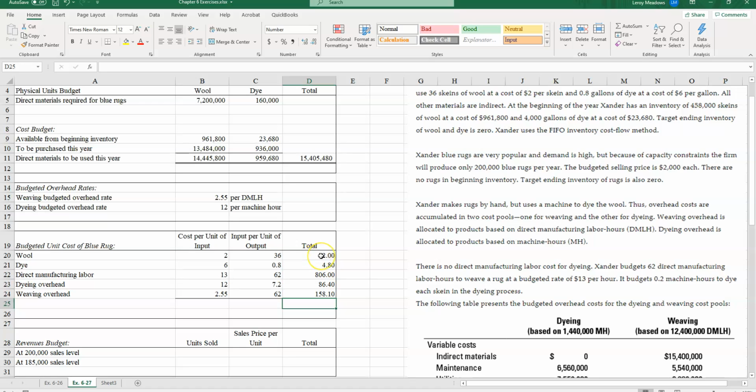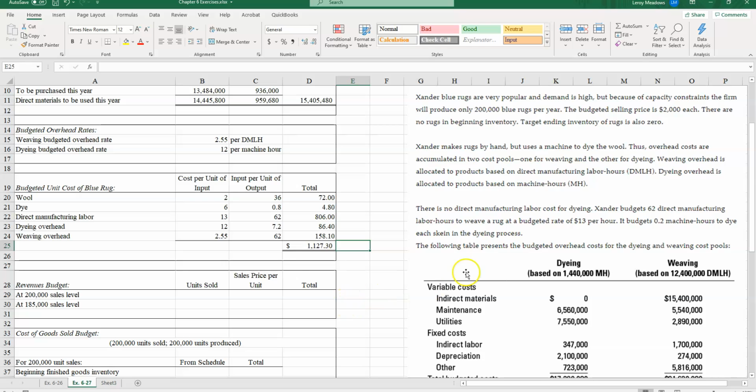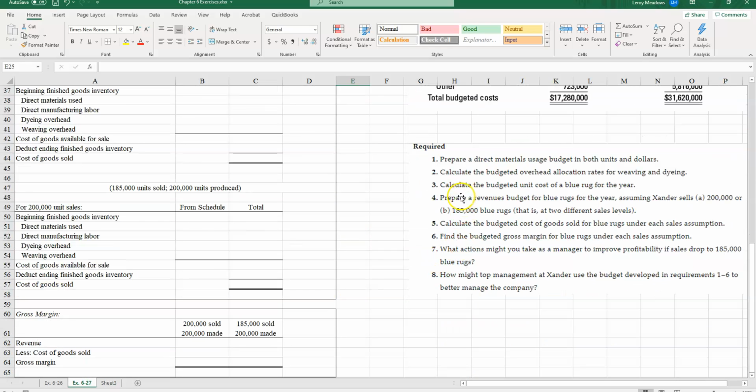So now I've computed all the factors to go into the budgeted unit cost of making a rug. So now I just add those together, and my cost for making each rug is going to be $1,127.30. Now let's take a look at step 4, prepare a revenues budget for blue rugs for the year, assuming Xander sells 200,000 or B, 185,000 rugs.